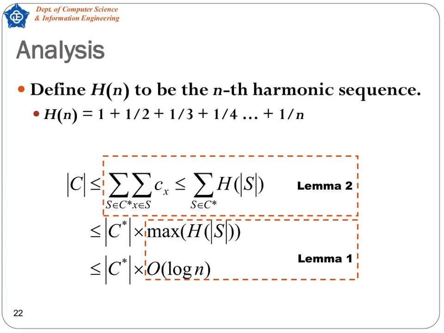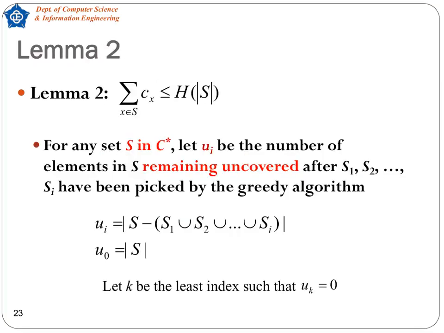Then, by lemma 1, each h is at most the maximum harmonic value, and since h_n grows on the order of log n, it follows that the total is less than or equal to C times O(log n). Building on our previous discussion of harmonic bounds, lemma 2 tells us that for any set S in the optimal collection, the total cost assigned to its elements, the sum over elements of S of c, is bounded above by the harmonic number h.